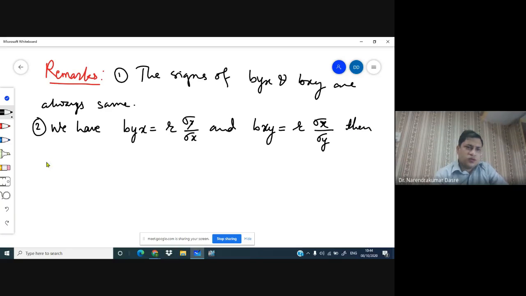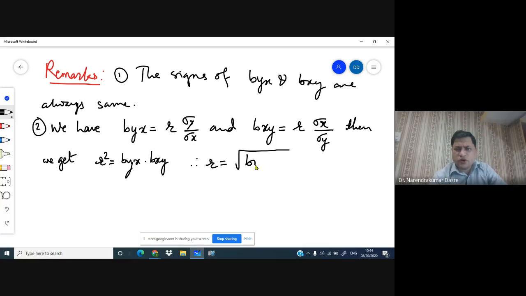what you will get is r square is equal to byx into bxy. This sigma y will get cancelled with this sigma y, and this sigma x will get cancelled with this sigma x. So you will have r square on one side and byx into bxy on the other. And so I can write r is equal to square root of bxy into byx. Moreover, we know the value of r is in the -1 to 1 range.